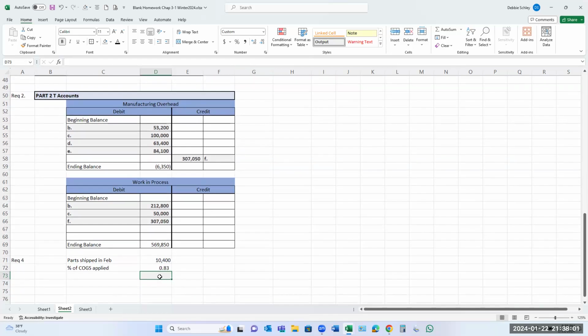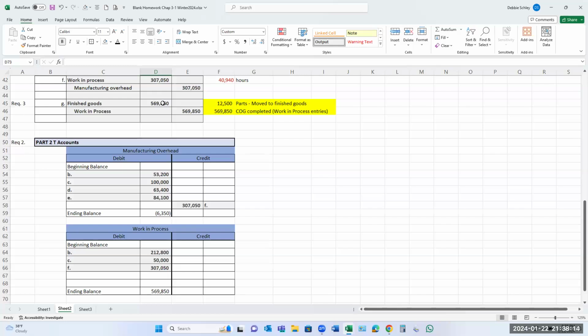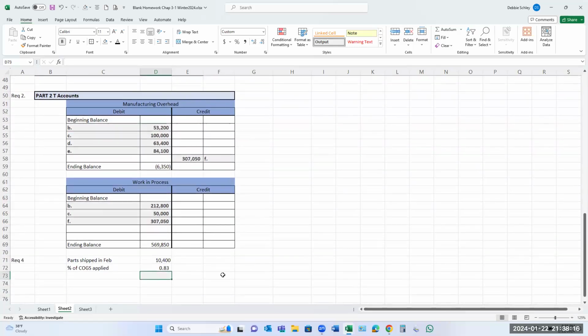So I have 83%. So that is still not the answer. They want to know what amount of this cost of goods sold, right? This number here, what amount of that will be applied in February? So we're going to equal that ending balance of work in process times the percent. And that's how much will be applied in February as cost of goods sold.